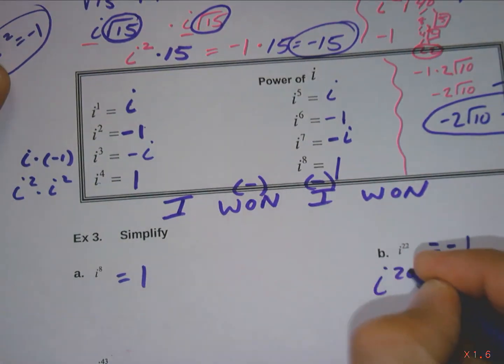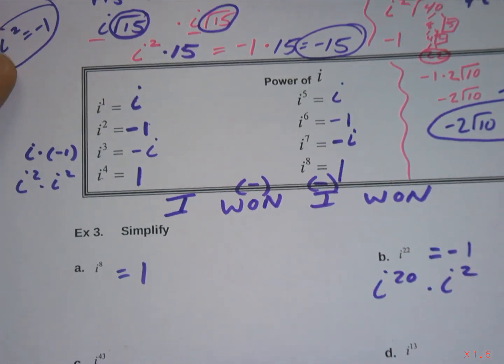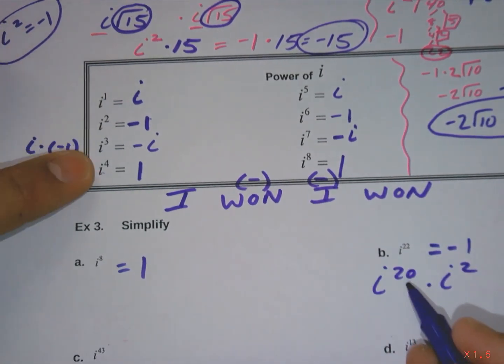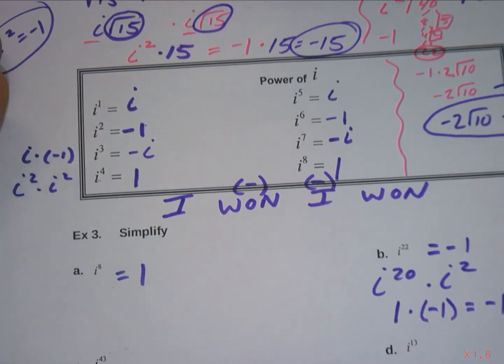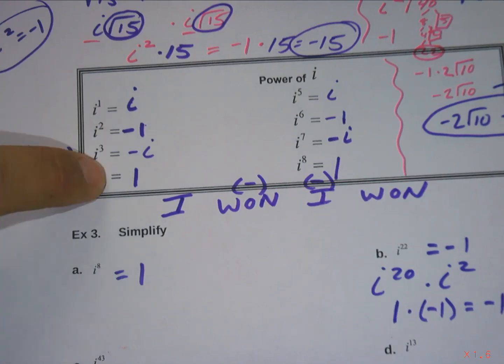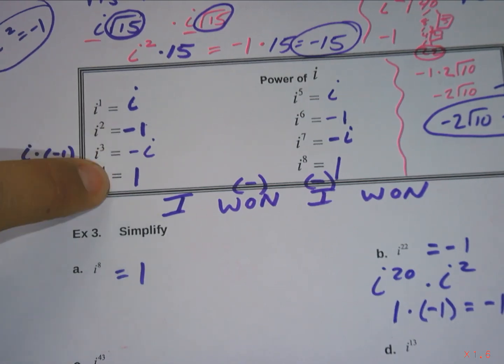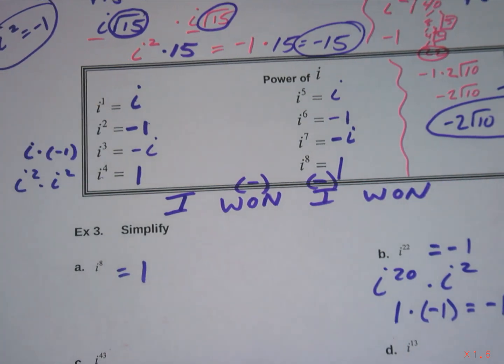20. And then that would be i squared is left. So i to the 20th would put you right here. That would be 1, and i squared is negative 1. So I get negative 1 that way. Or go through and cycle through. I would just go 4, 8, 12, 16, 20, 21, 22, is the idea.